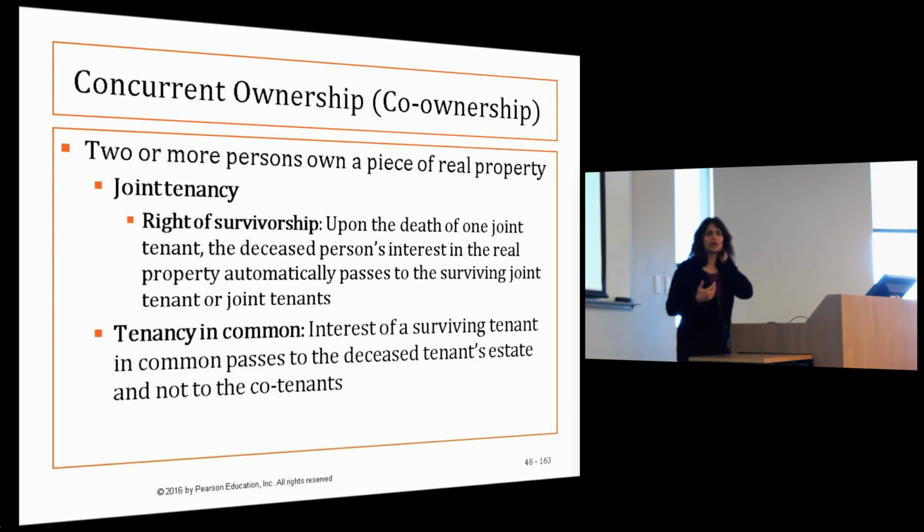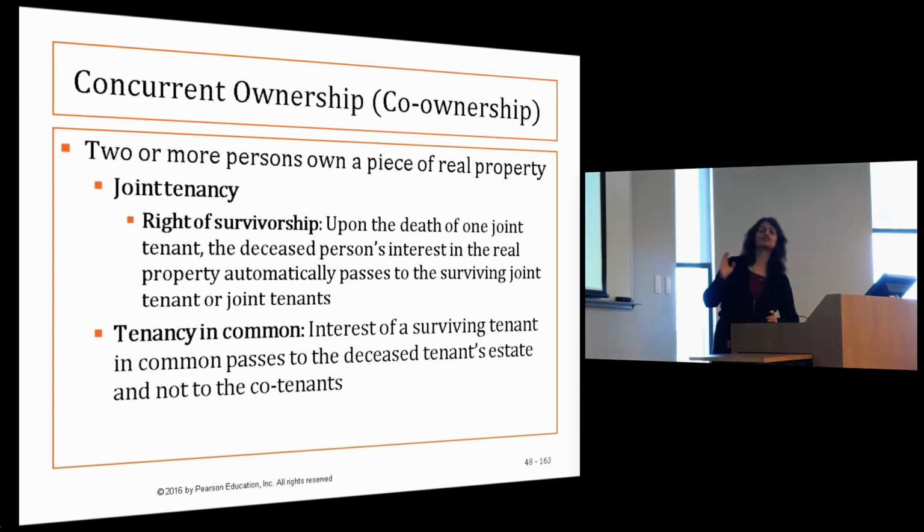What is right of survivorship? Right of survivorship says that, for example, let me make it simple, let's say a building is owned by two people, A and B, brother and sister, best friends, whatever. If they own as joint tenants, and the deed will tell you it's joint tenancy, not understanding what joint tenancy means can be really bad. Because what joint tenancy means is that upon the death of one of the joint tenants, which means one of the owners, the deceased person's interest in real property automatically passes to the surviving joint tenant or tenants.